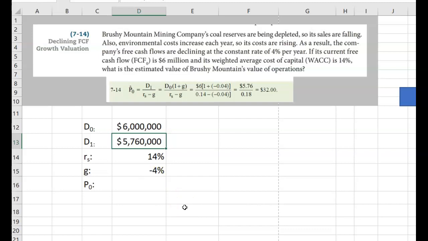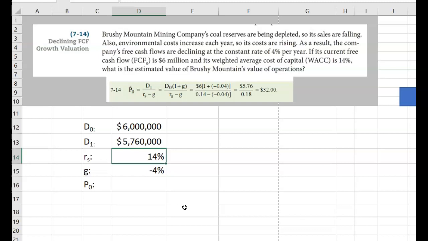It's a declining value. Then the denominator would be R sub S, which is the weighted average cost of capital. That's typically R sub S, the stock valuation rate. In this case, this works for this particular problem using 14%, the weighted average cost of capital. And the growth rate is negative 4%.